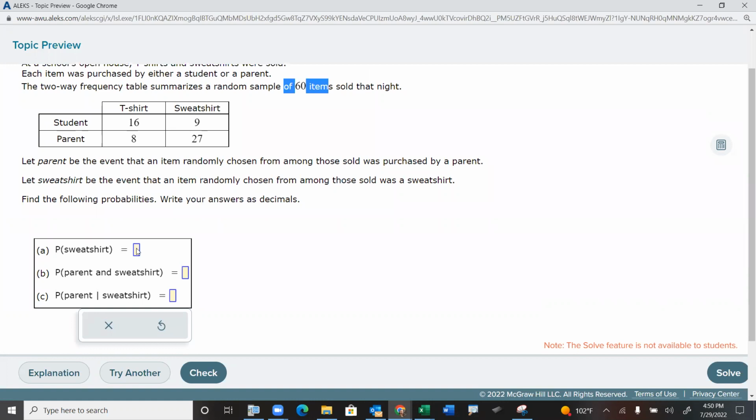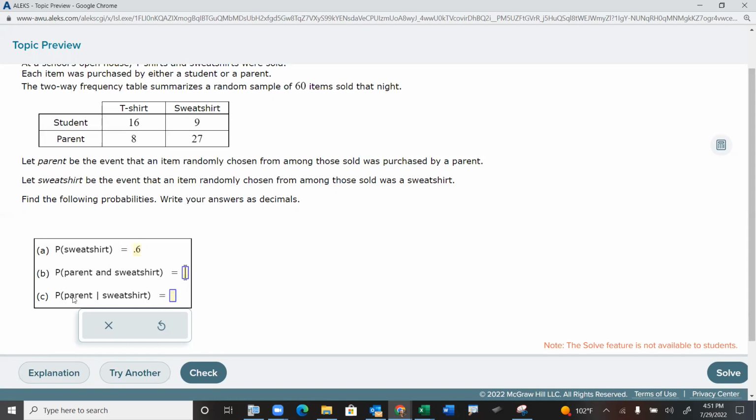So what's the probability of sweatshirt? Well, again, probability means number of ways that the event can occur, or in this case, has occurred. Well, there are 9 plus 27, that's 36 sweatshirts out of 60 items. Oh, whoops, need the division sign. Write your answer as a decimal. So 36 divided by 60 is going to be 0.6 or 60%.